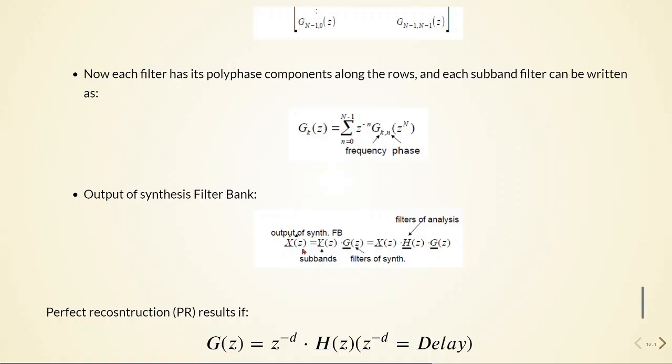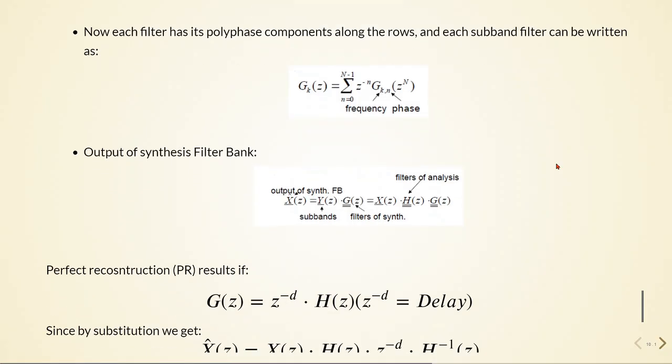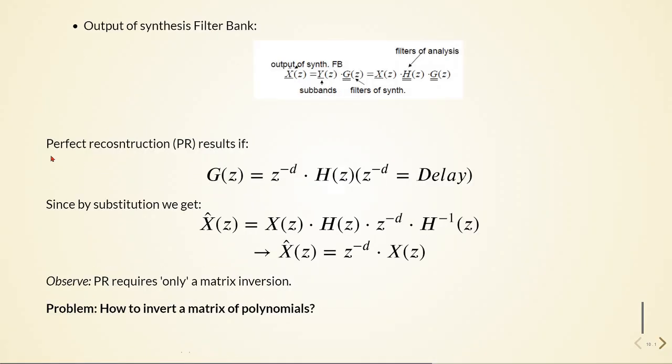So again, this is the output of the synthesis filter bank. It's equal to the subbands times the filters of the synthesis, which is equivalent to the input times the filters of analysis times the filters of synthesis. So perfect reconstruction results if we have G of z, the synthesis, equal to the inverse of the analysis times a delay. And z to the power of minus d is a delay.